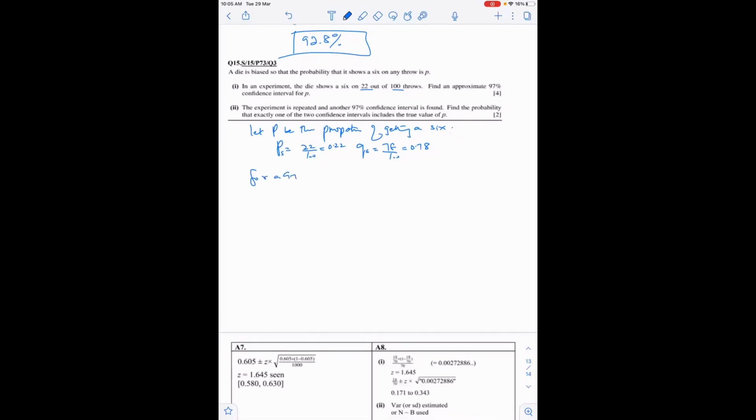For a 97% confidence interval, phi of z should be equal to 97, meaning 3 left, 1.5 on each side. So 98.5, meaning 0.985. So z is 2.17.